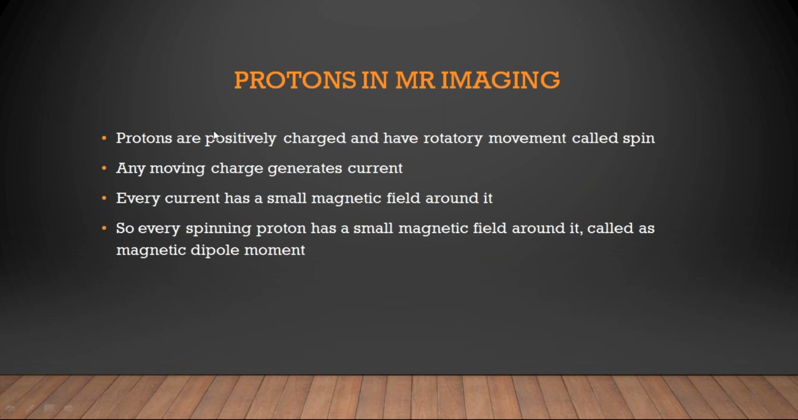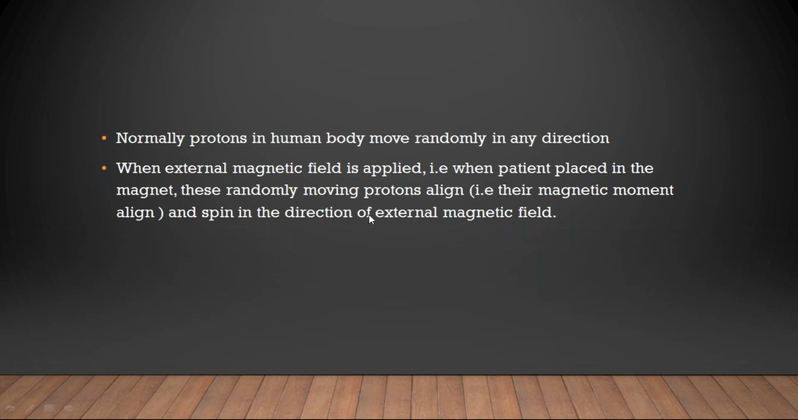So protons are positively charged and they have a rotatory movement called spin. Any moving charge generates current, and every current has a small magnetic field around it. So every spinning proton has a small magnetic field around it called the magnetic dipole moment. Normally protons in the human body move randomly in any direction. When an external magnetic field is applied, that is when the patient is placed in the magnet, these randomly moving protons align along the external magnetic field and they spin in the direction of the external magnetic field.